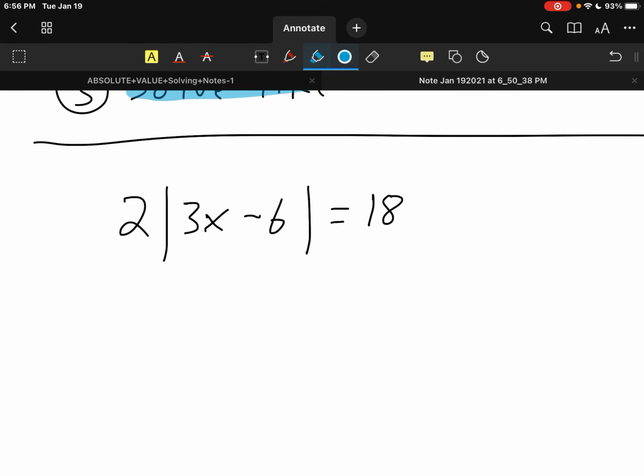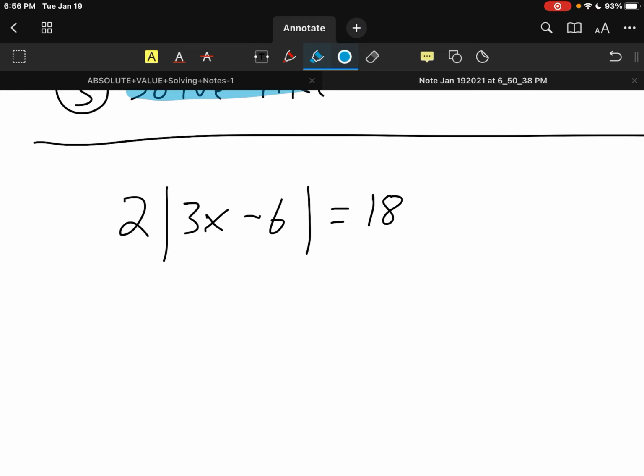You can see we have 2, and then this is multiply. It's multiplying by the absolute value of 3x minus 6 equals 18. If you don't see any symbol or sign, like a minus, a plus, anything, it's always multiply. So we have 2 times all that inside the bars.